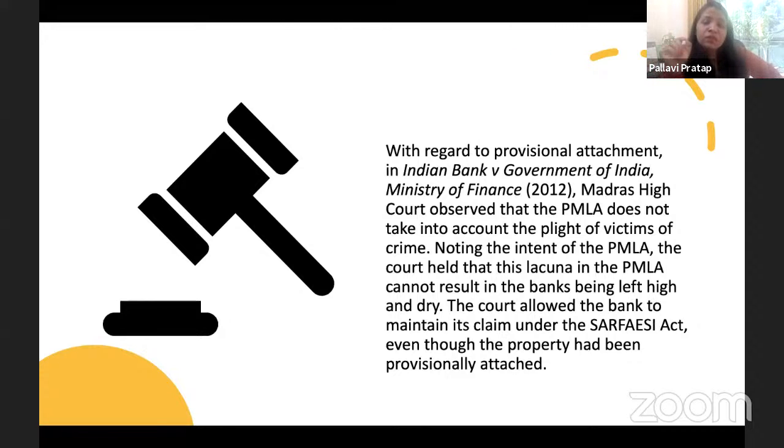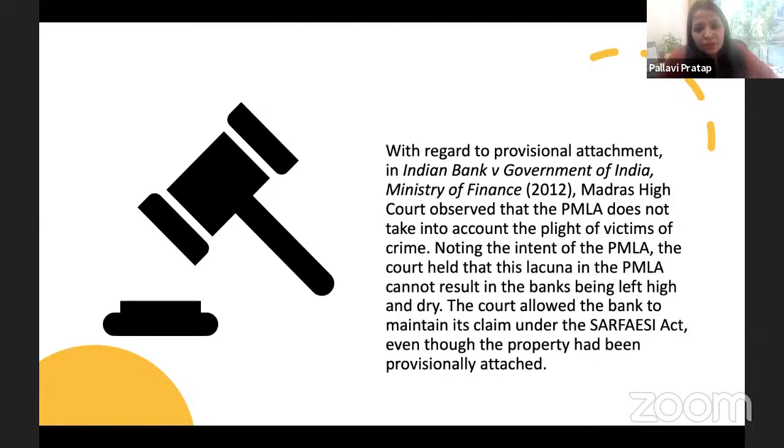One will also notice that so many times that gets countered by the SARFAESI Act, because there may be a possibility that the ED under PMLA may have had a provisional attachment of an asset where SARFAESI proceedings were already going on. So this judgment, I believe, is extremely important.